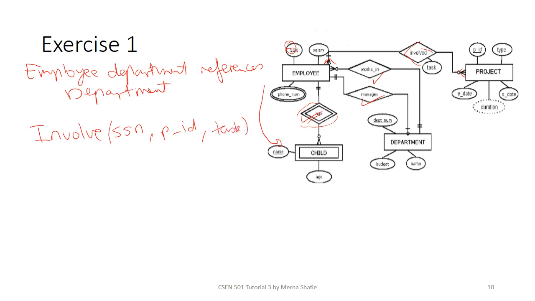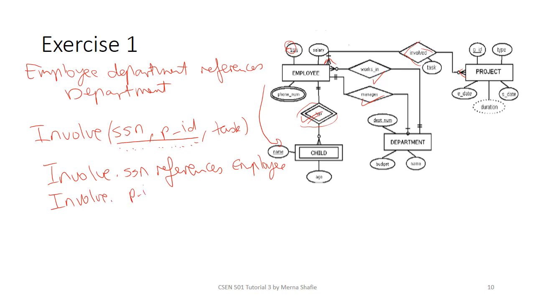And what are the primary keys in the involved relation? It's going to be both together, the SSN and the PID. We are not going to put the task as part of the primary key. And they are also foreign keys because we are actually using the primary keys of other entities. So we also need to do the reference. So we have involve dot SSN references employee, and we also have involve dot PID references project.